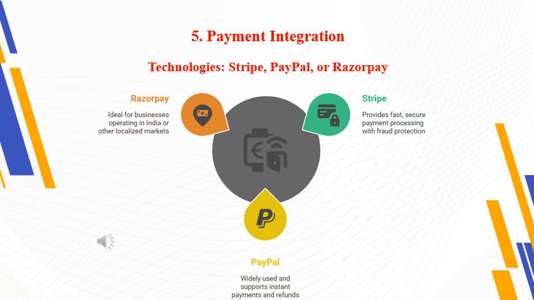There are 3 examples of payment integration. First, Stripe, a globally recognized payment processing platform that offers fast, secure transactions with built-in fraud protection. Stripe supports multiple payment methods, ensuring your business can manage payments efficiently across different channels. It's particularly ideal for handling large volumes of online transactions.